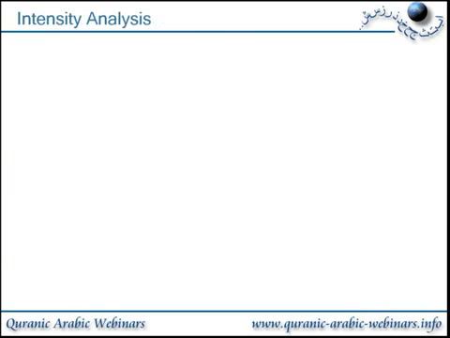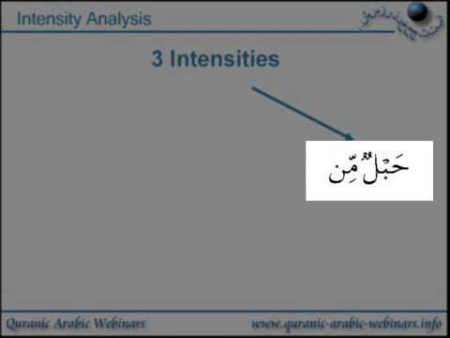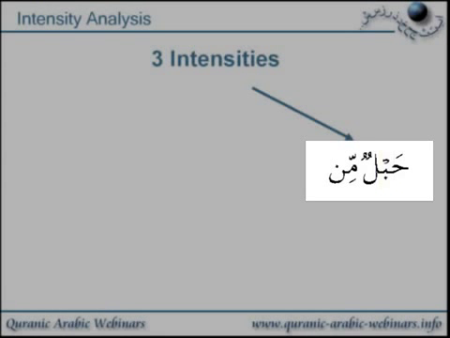So we'll do a small analysis of the 3 intensities. Here's a word and we've got the letter ba, which is one of the qutb jad echo letters, and it's sakin, and it's in the middle of a sentence and we're not stopping. So this will be simply read as habalum. So the haba is just nice and very soft because it's in the middle of a word.